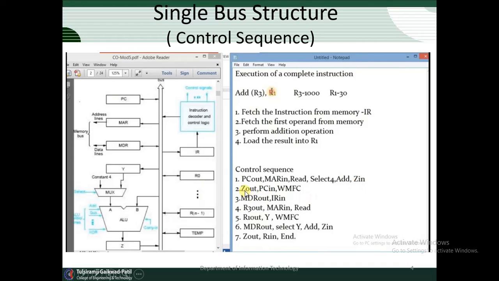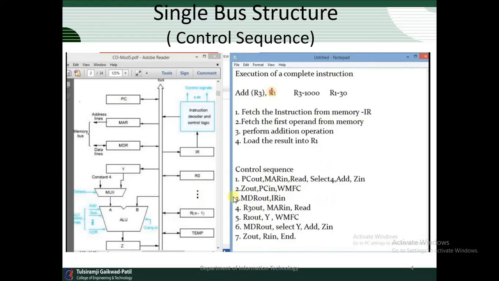Now in the second step, Z out. The output we have observed can be put out with the help of Z out, and again PC in. WMFC indicates wait for memory function completed. It is a control signal which waits for the memory function to complete.